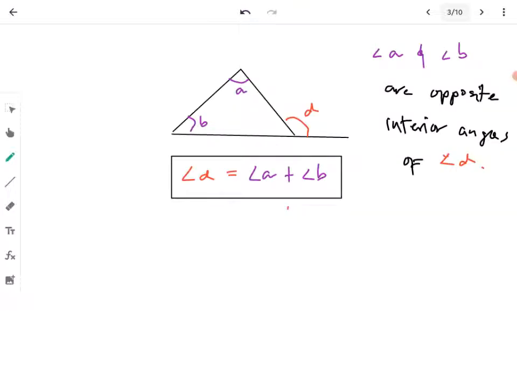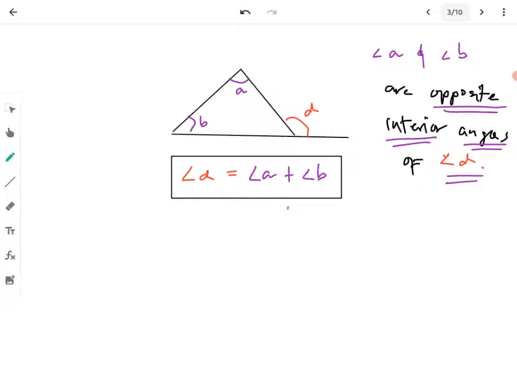Here we go. We learned in the previous slide that angle D is just the sum of angle A and angle B. Now we are going to define angle A and angle B with respect to D. Angle A and angle B are what we call the opposite interior angles of angle D. So the relationship is that when we add the opposite interior angles, that is equal to the exterior angle.